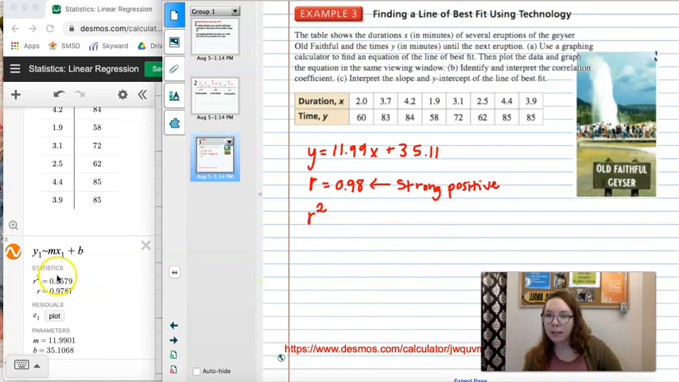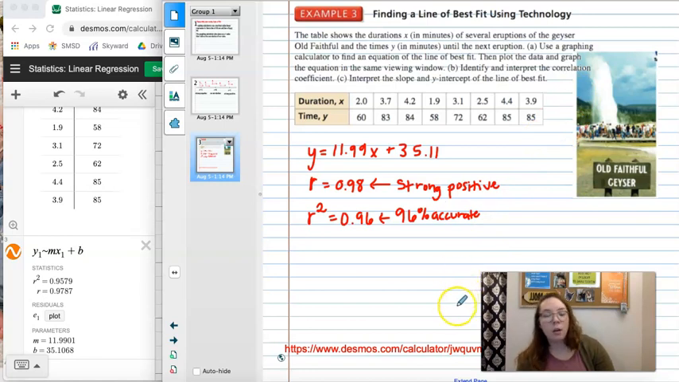I didn't ask for this part, but I want to go ahead and talk about what R squared means. So here, R squared would be 0.96. That means this line is 96% accurate at predicting future data. So if I plug in something for X, whatever I get out for Y would be 96% accurate.